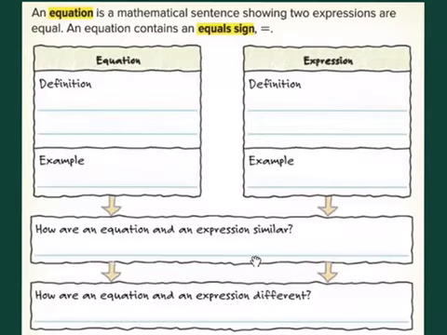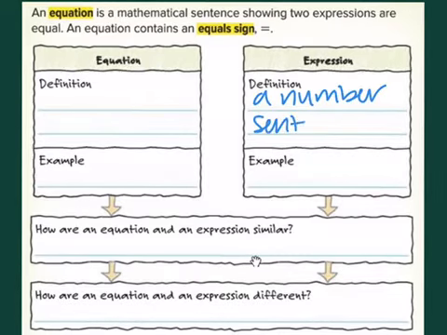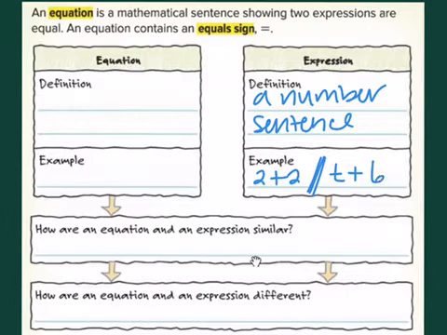So we go ahead and read the top of our slide here, and in your packet it says an equation is a mathematical sentence showing two expressions are equal. An equation contains an equal sign. If you think about an equation versus an expression, we know an expression is just a number sentence, and within our expression, we have no equal sign. An example of an expression could be 2 plus 2. Another example, an algebraic expression, might be t plus 6. But neither of those have equal signs.